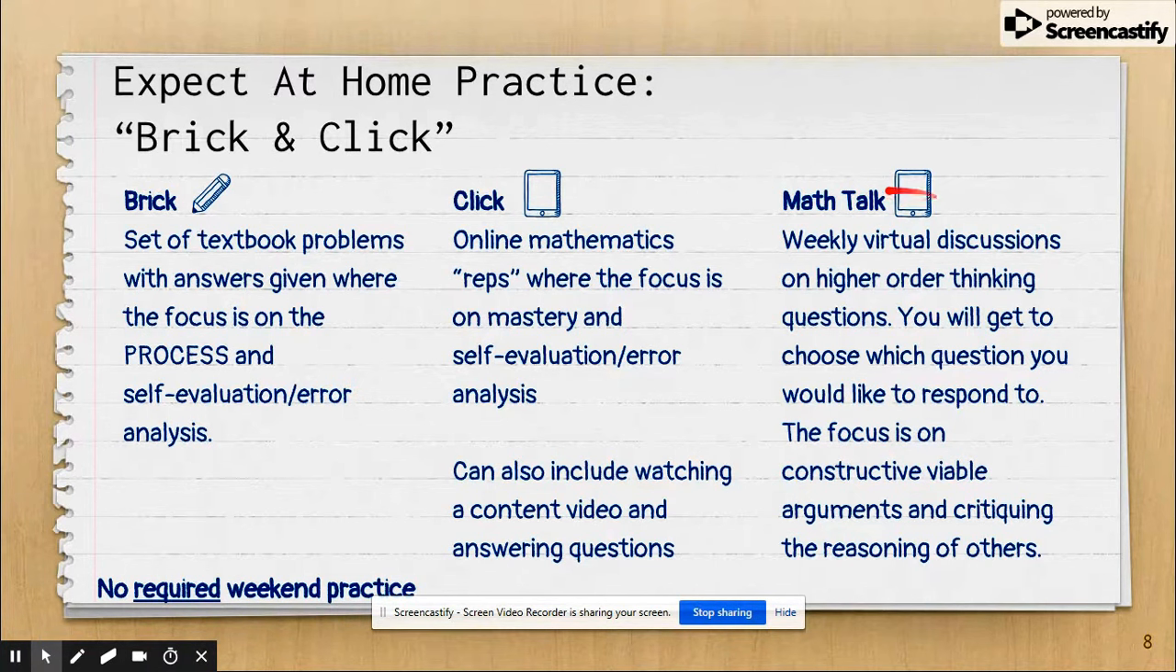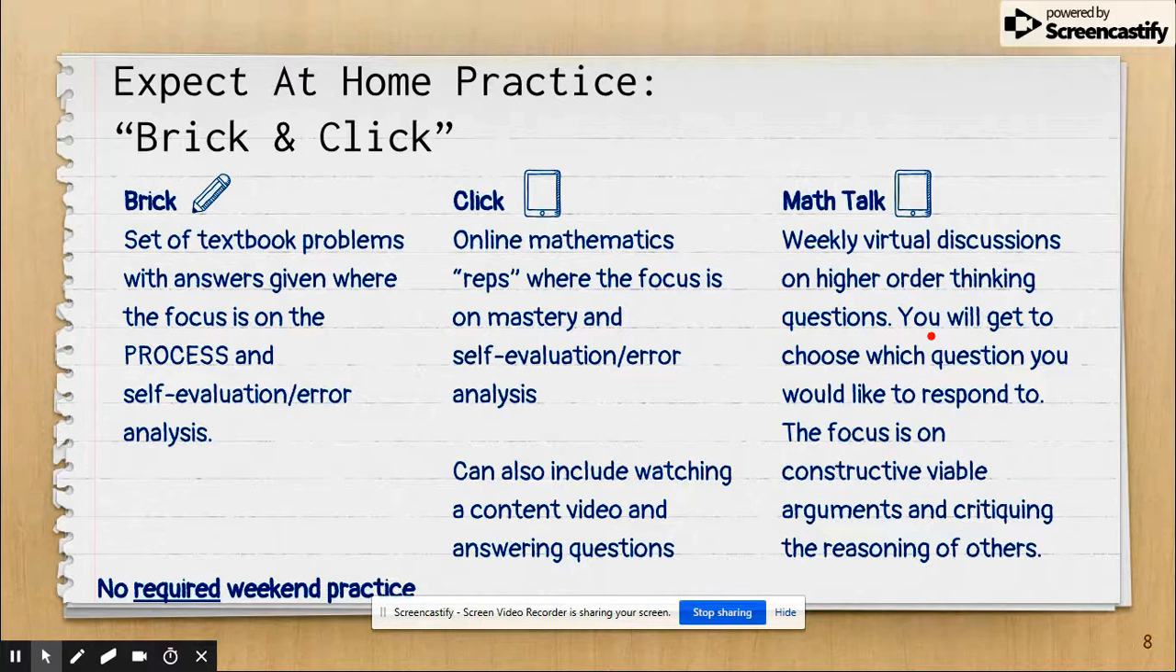Lastly, also some form of click here, but I like to call this a math talk. And every week we're going to have a virtual discussion on higher order thinking questions. So these are questions that require you to maybe analyze a little bit or do a little more than just solve and give an answer. And these will be done online. And you will be discussing with each other. It will be a conversation with each other. And you will have the opportunity to choose which question you'd like to respond to.